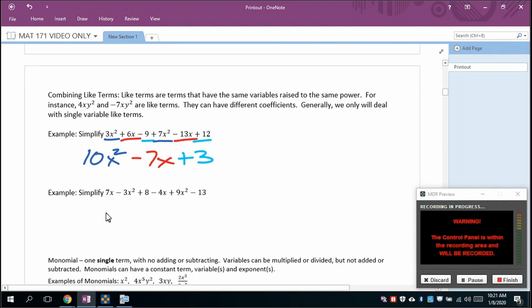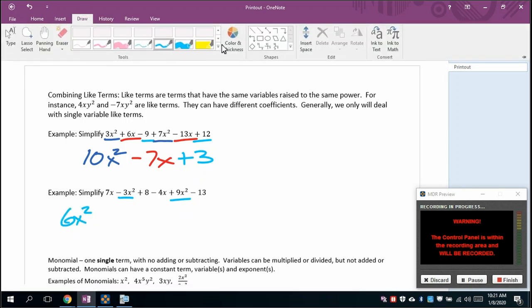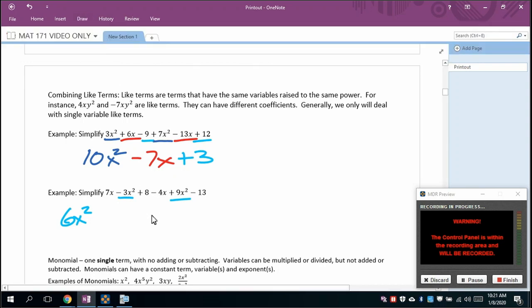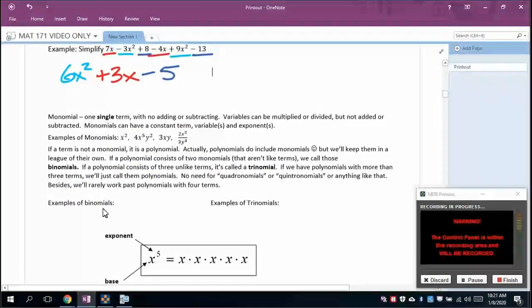For this one, negative 3x squared plus 9x squared gives us 6x squared, and notice the color coding, which should make it a little bit easier. 7x minus 4x would be positive 3x, and 8 minus 13 would be negative 5. So that's what we get. Now, monomials are single terms with no adding or subtracting.